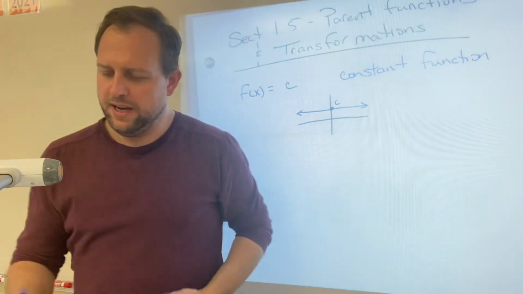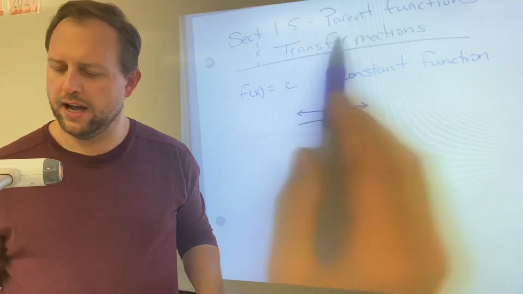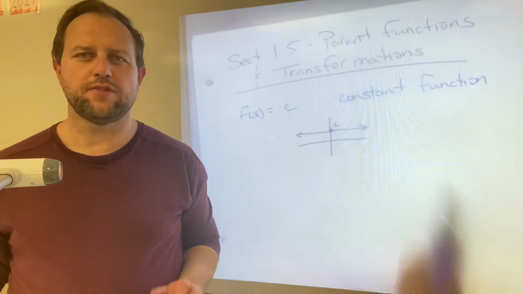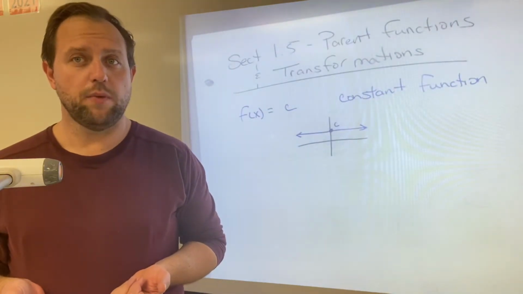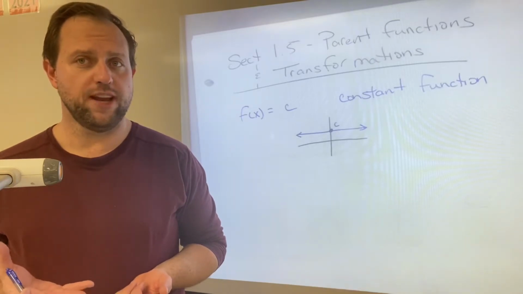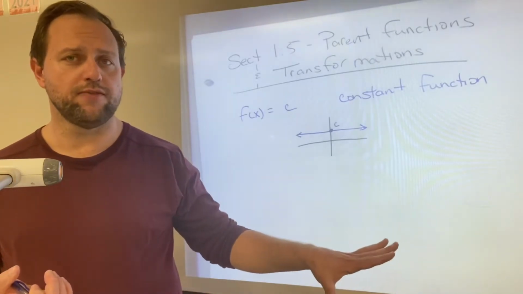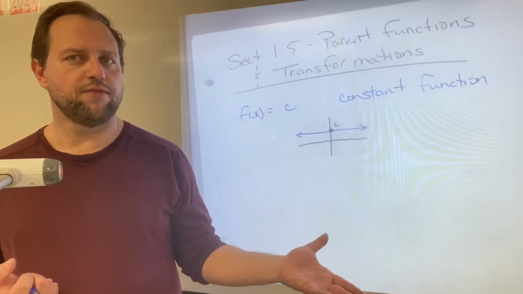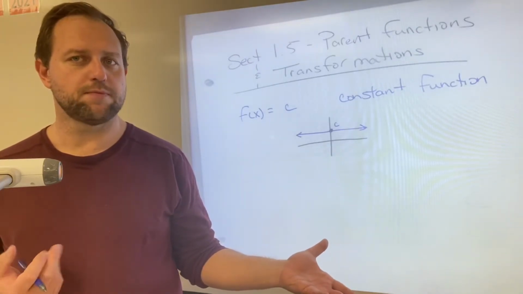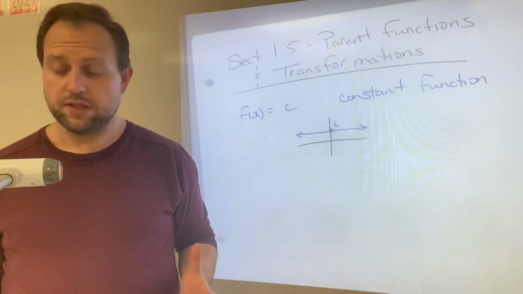Okay, this is going to be section 1.5 on parent functions and their transformations. Basically a review of Algebra 2, where we talked about all the different function families outside of the trig functions and the non-function functions like ellipses, hyperbolas, parabolas, and circles.